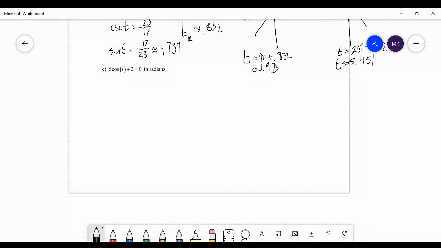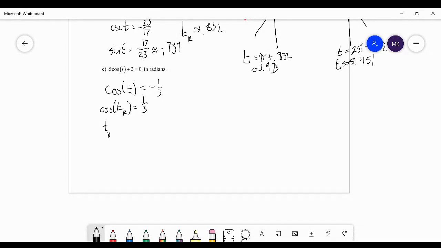Last example, we're almost done. We are in the home stretch right here. We're going to start this off in the exact same manner. I'm going to subtract 2, divide by 6, and I'm going to skip that because I feel like you guys are so smart. You guys know that that's going to end up with negative 1/3. So cosine of t equals negative 1/3. Again, I don't want to deal with negative, so I want to look at cosine of the reference angle here, and that's just going to be positive 1/3.